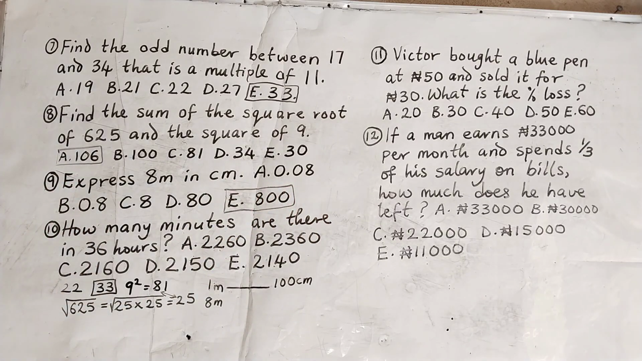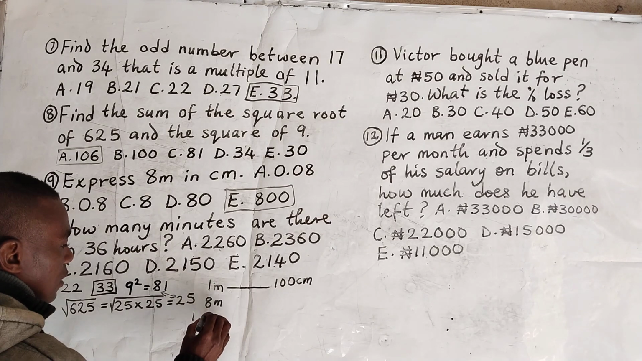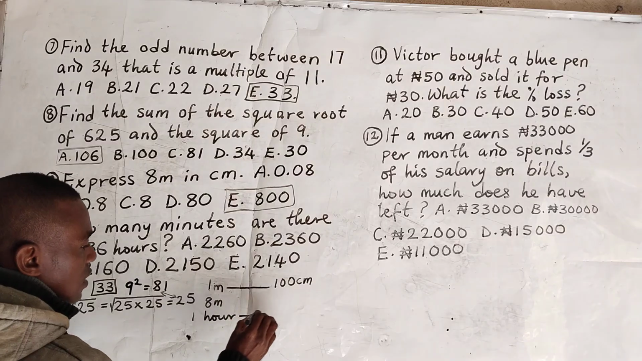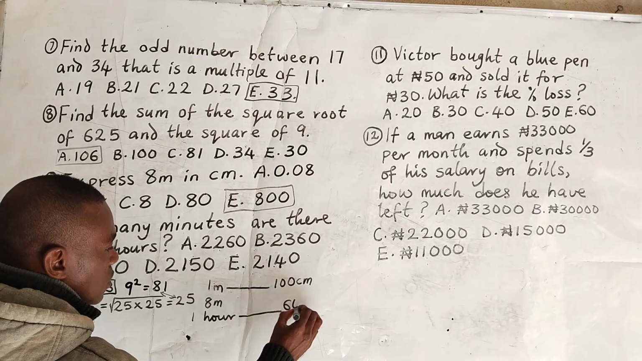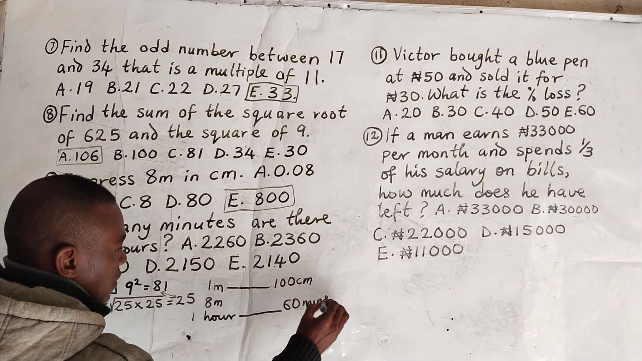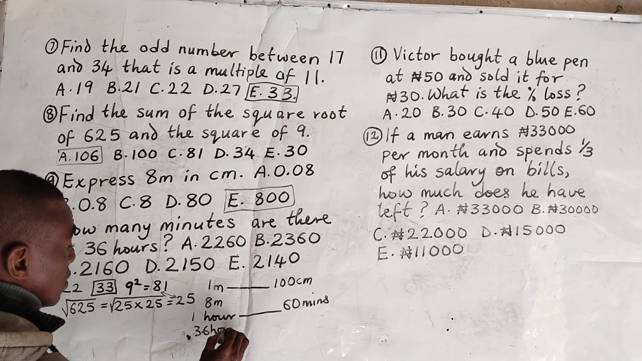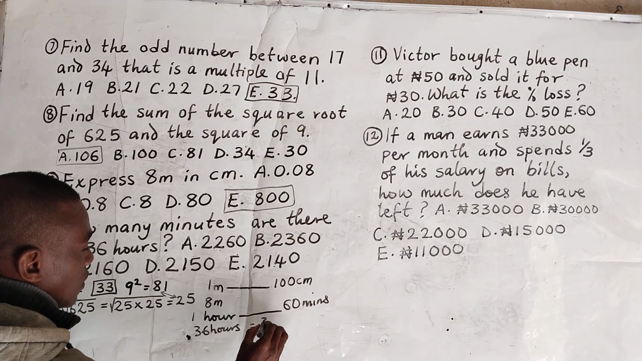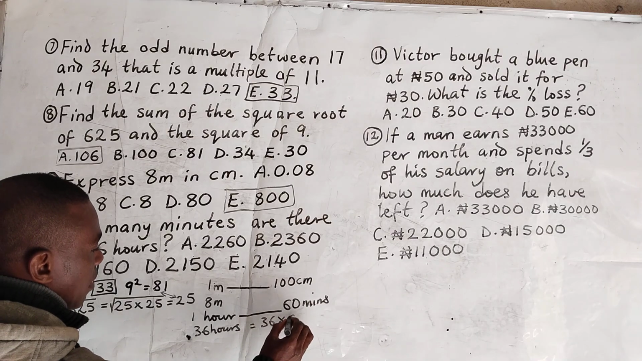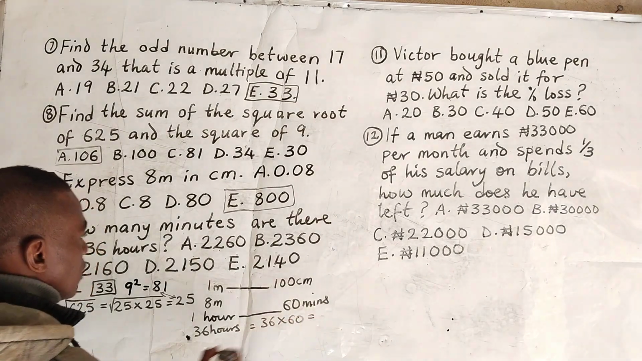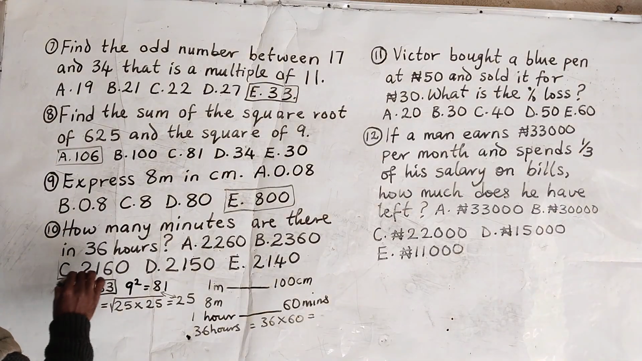We move to question number 10. What we have here is: how many minutes are there in 36 hours? How many minutes are there in 36 hours? Now, 1 hour is equivalent to 60 minutes. Therefore, 36 hours will be 36 multiplied by 60. It will give us 2160.